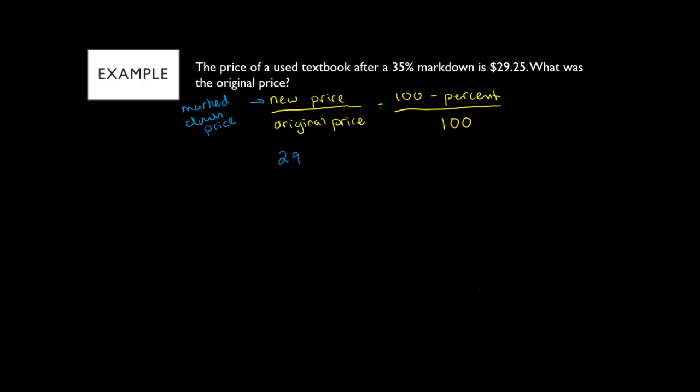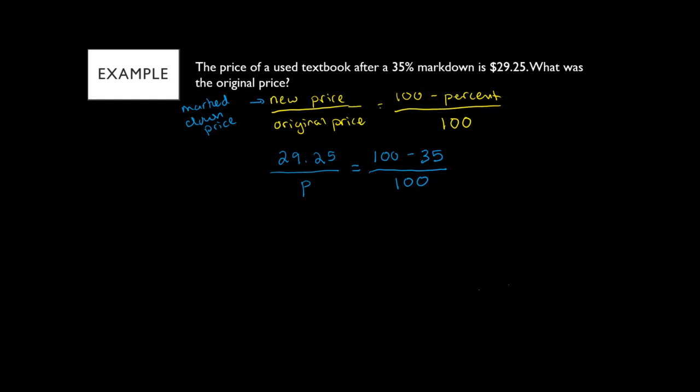So when we plug in our numbers, we're going to have 29.25 over, and then we're looking for the original price. So maybe I'll just use P for price. You can choose whatever letter you want. And then it's going to be 100 minus our percent. So it's 100 minus 35 over 100. So again, with this type of formula, we don't need to convert it to a decimal because it's labeled as the percent versus rate. If it's a rate, you want to make it a decimal.